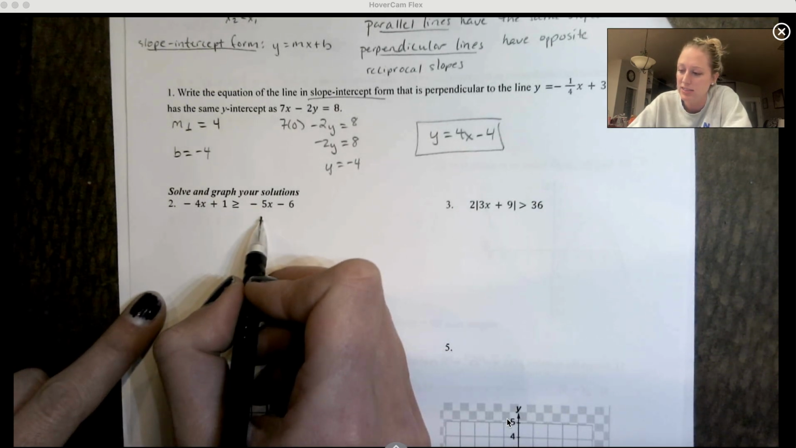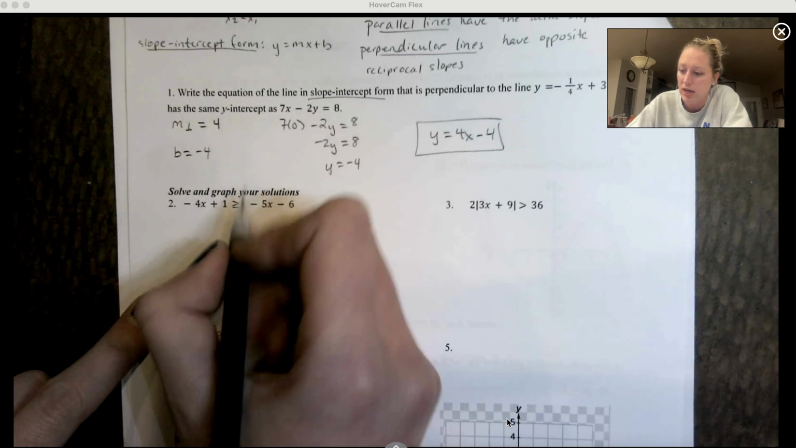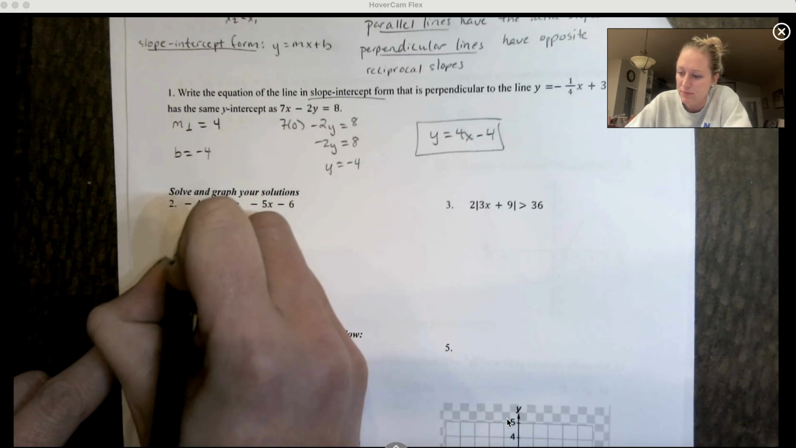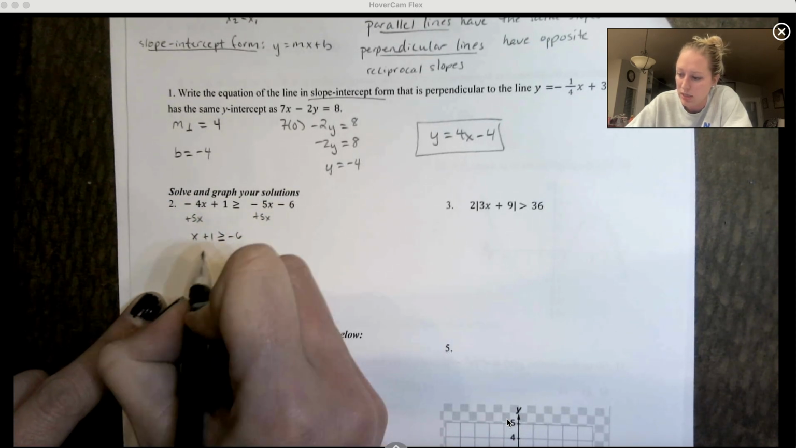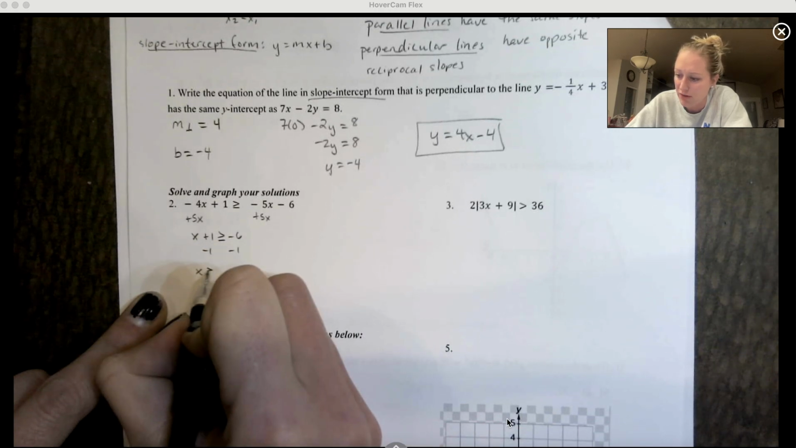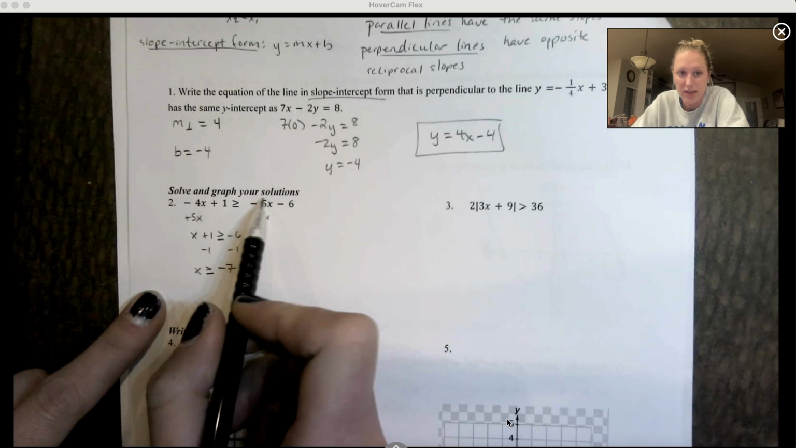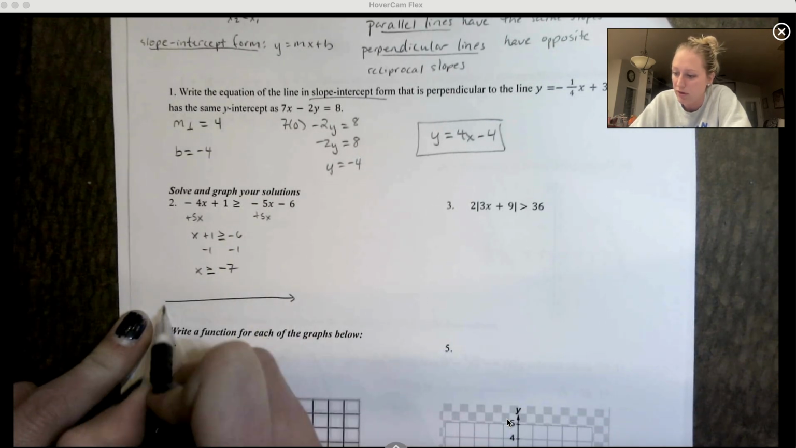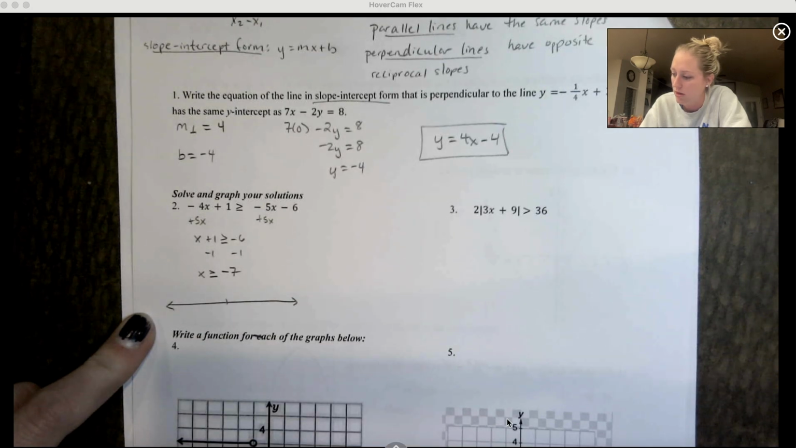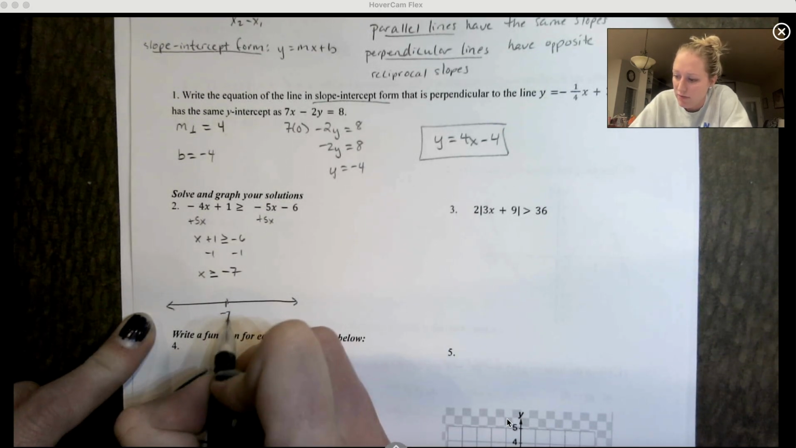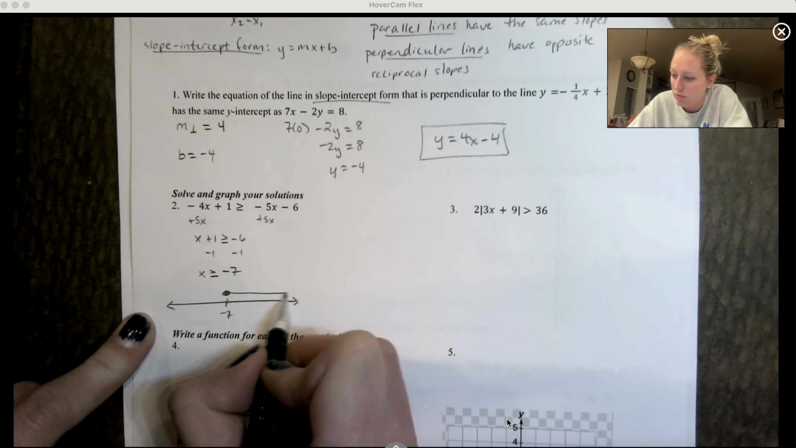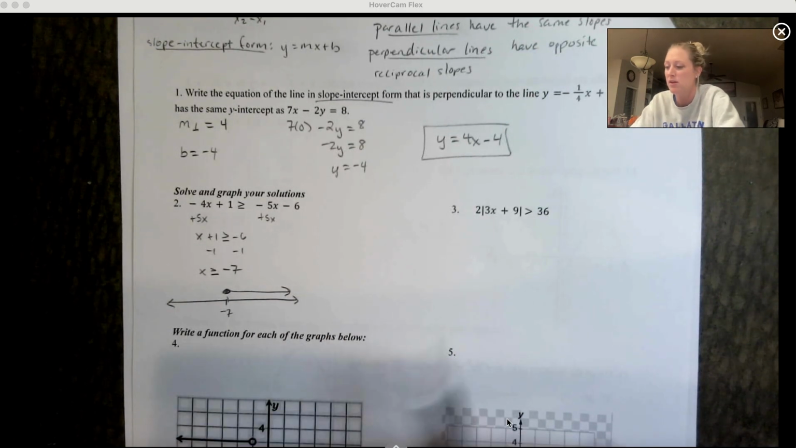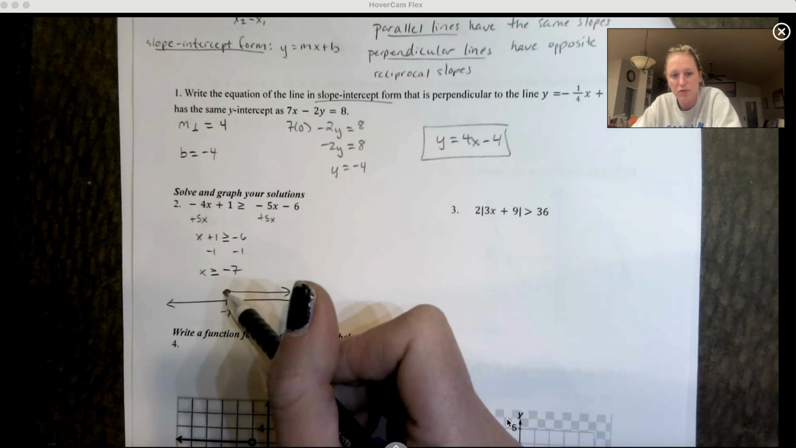So I'm going to first get all my x's together. So I am going to add 5x here. So I have x plus 1 is greater than or equal to -6. I'm going to subtract 1. So I've got x is greater than or equal to -7. So it says solve and graph. So I am going to put this on a number line. So we've got the value -7. If it's a greater than or equal to, it's going to be a filled in circle. And the numbers greater than or equal to -7 are to the right. If it had just been greater than, this would have been an open circle, and less than, I would have shaded to the left with my arrow.